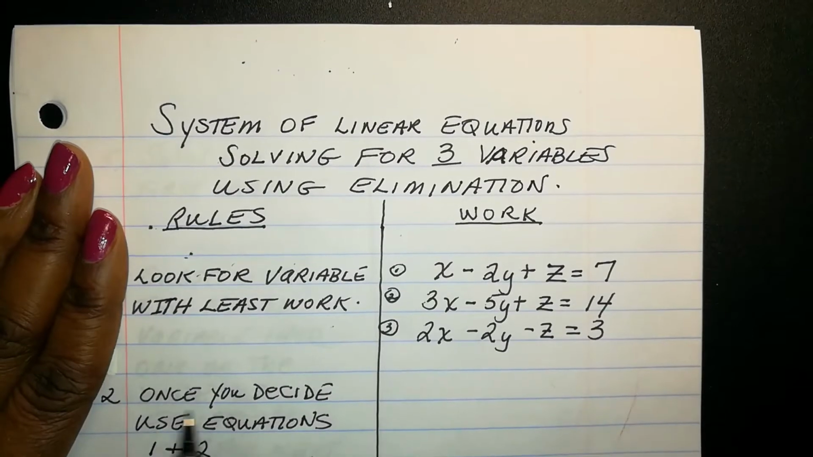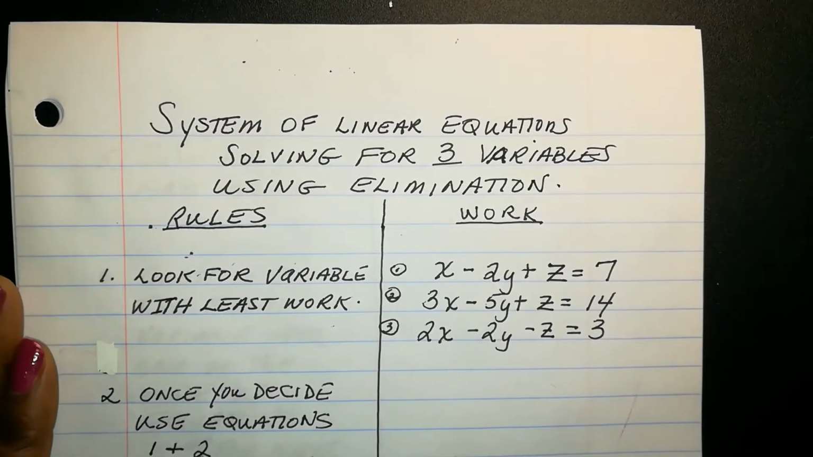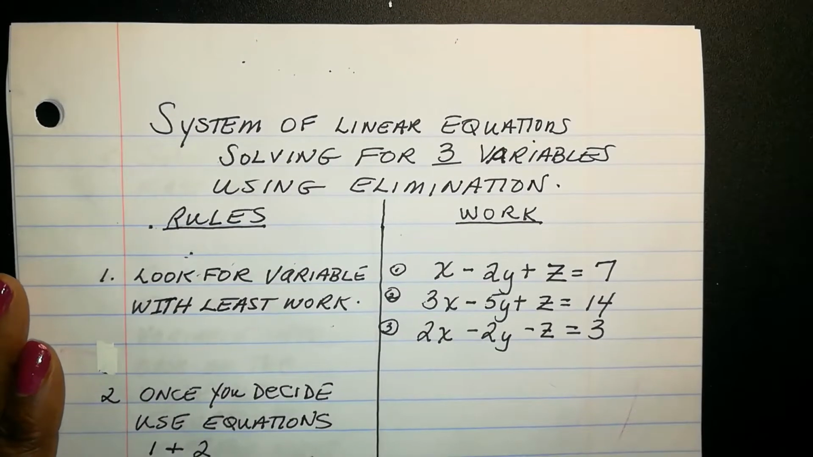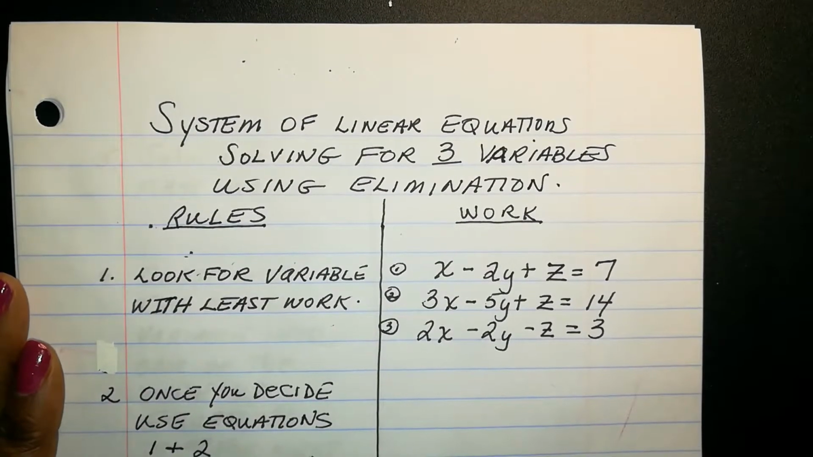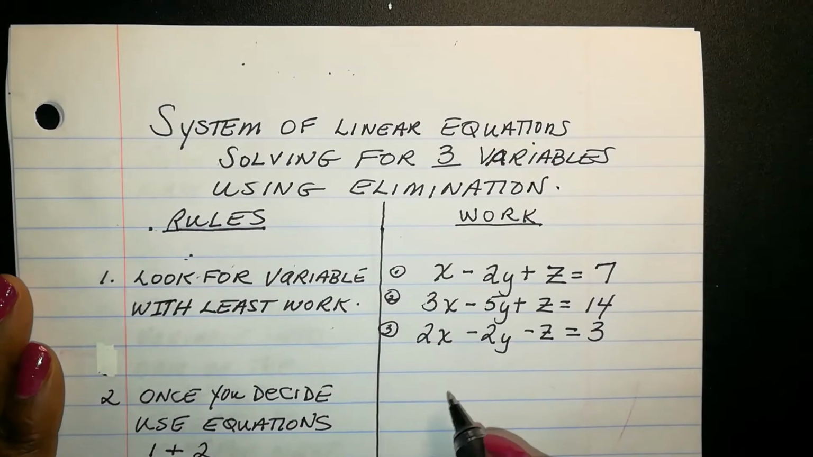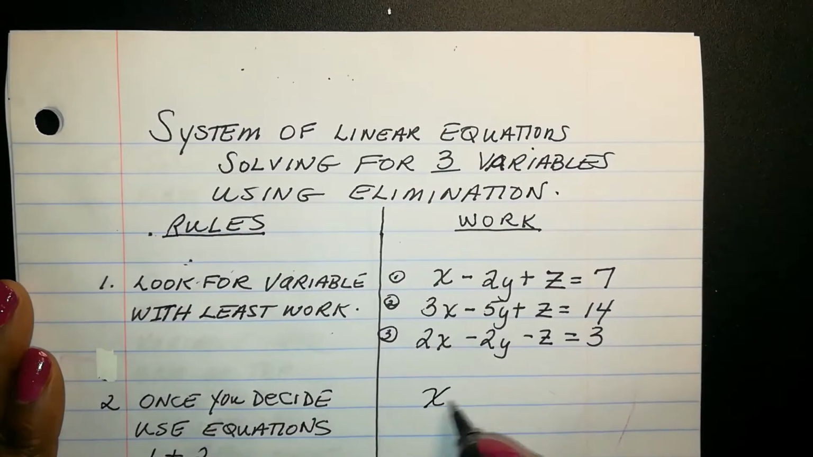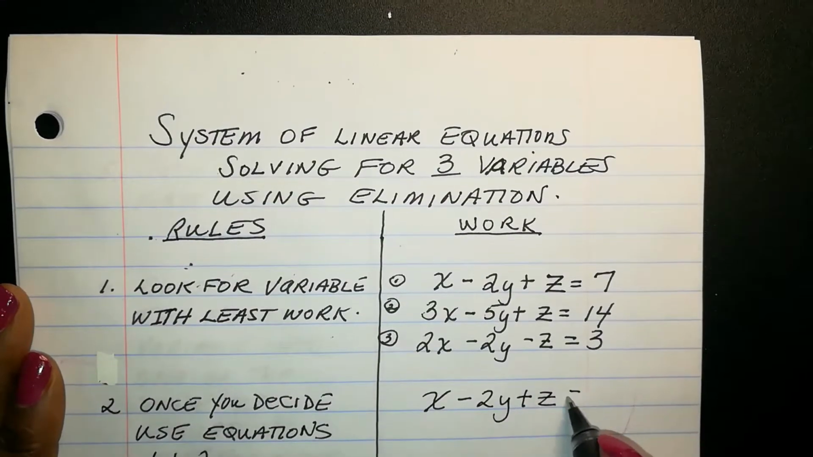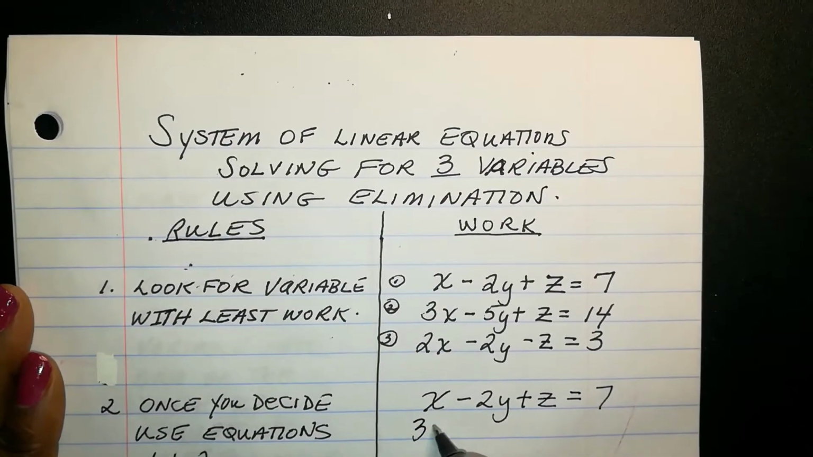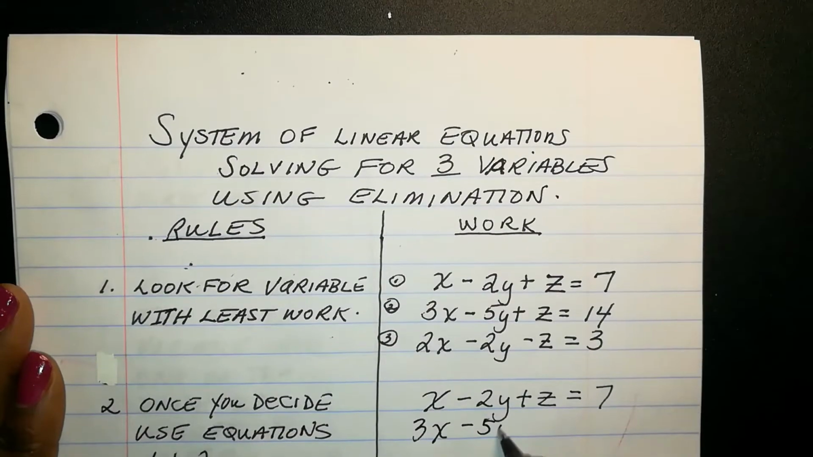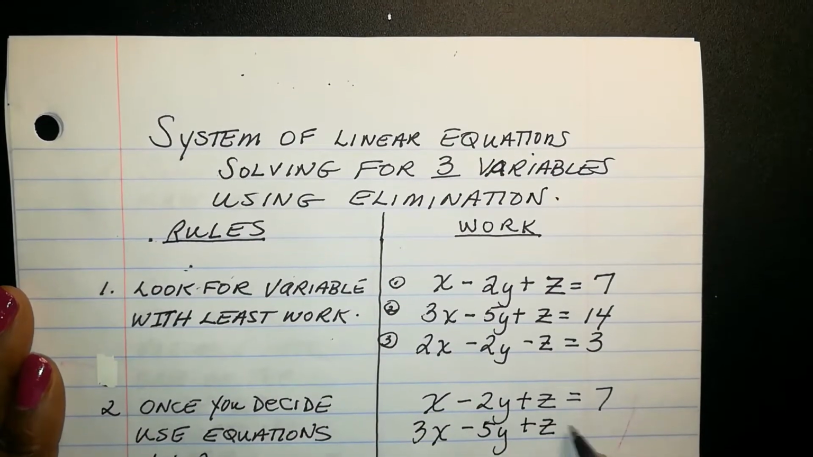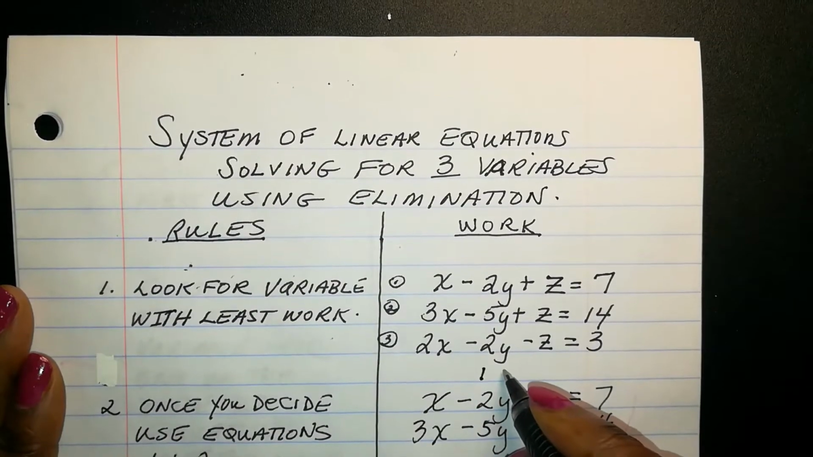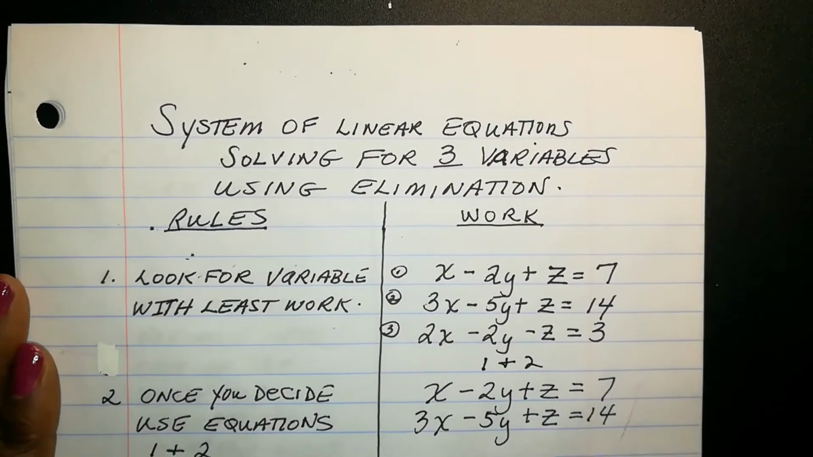First thing it says, once you decide which equation to use, I'm going to use 1 and 2. We're going to write down 1 and 2. So here we go. x minus 2y plus z equals 7, and 3x minus 5y plus z equals 14. This is equation number 1 and equation number 2.